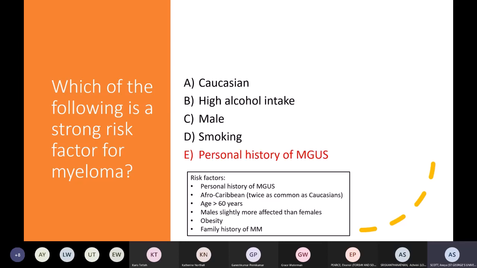You're all right. So some of the risk factors. Having a personal history of MGUS is probably one of the most important. Being Afro-Caribbean, so not Caucasian. Age greater than 60. Males are slightly more affected than females, but it's not as strong as having a personal history of MGUS. Obesity and family history as well.